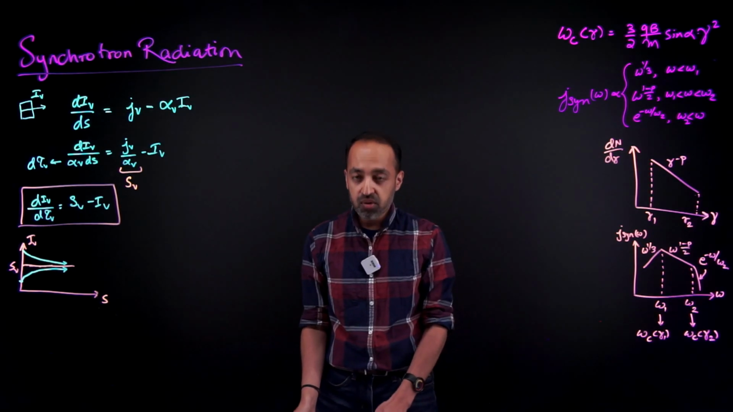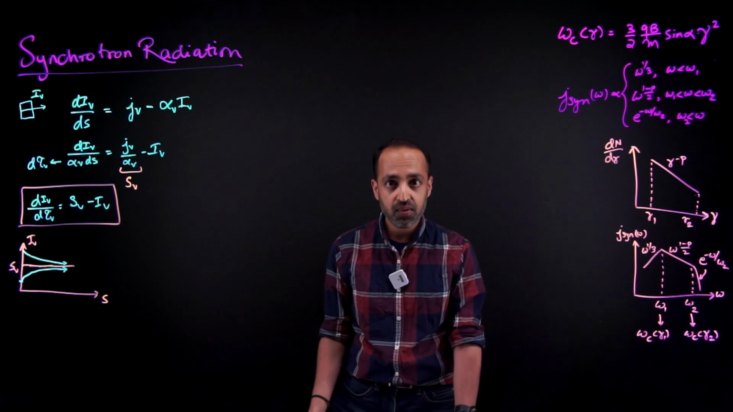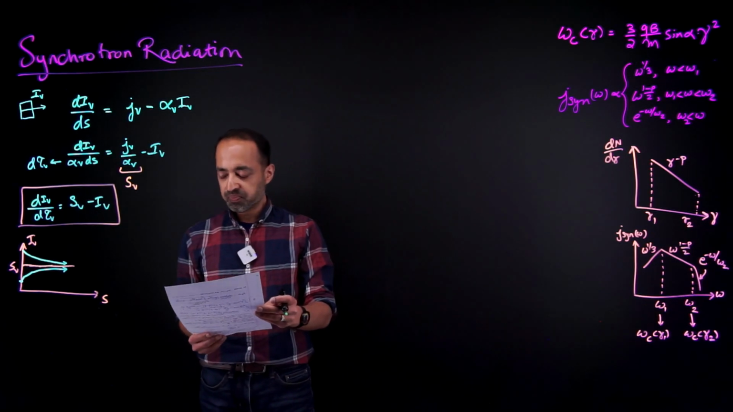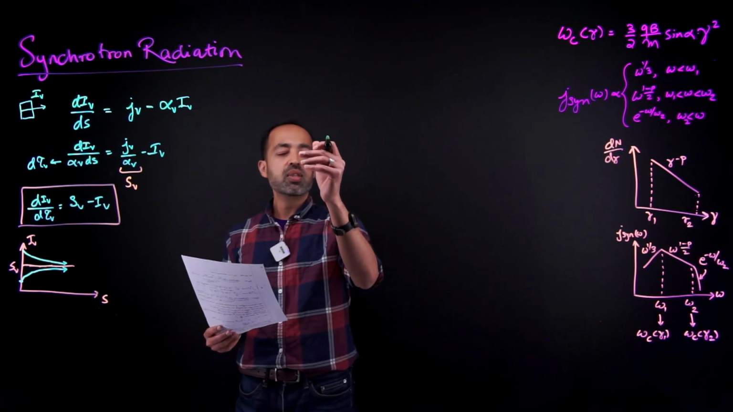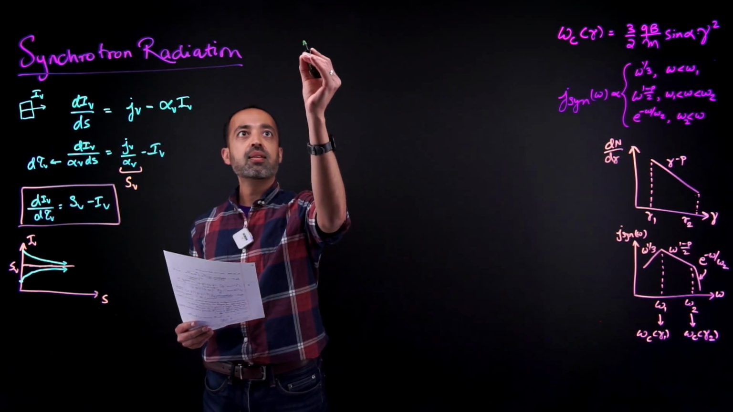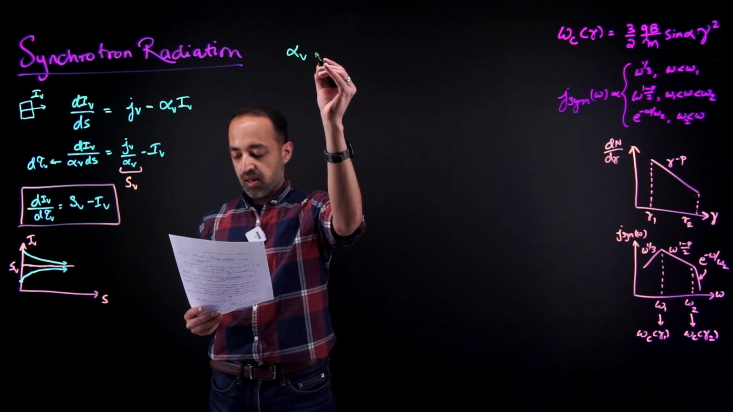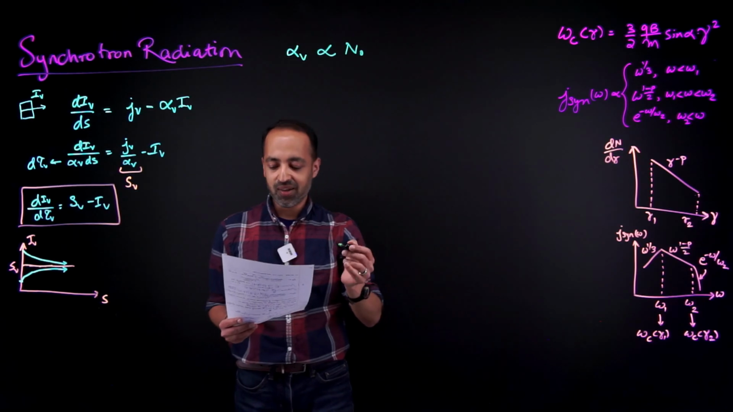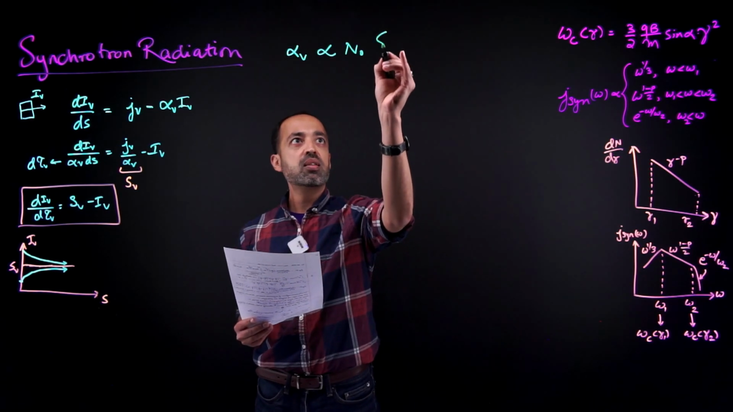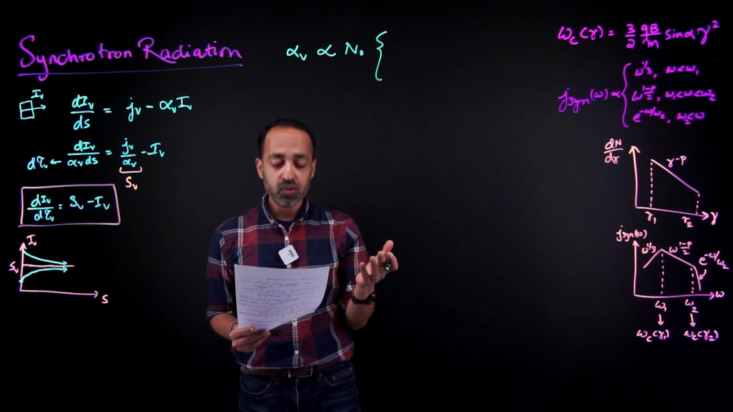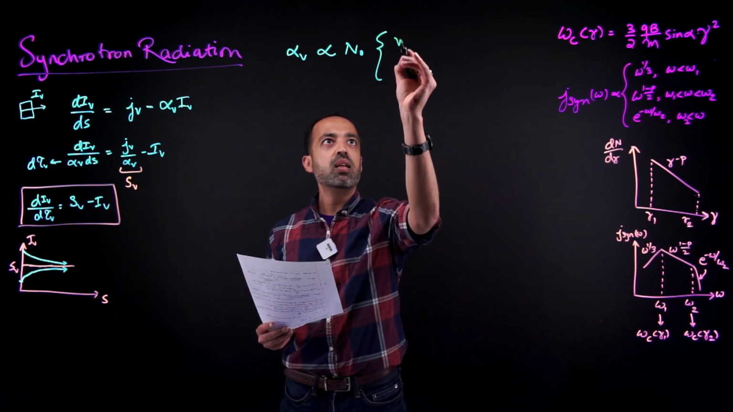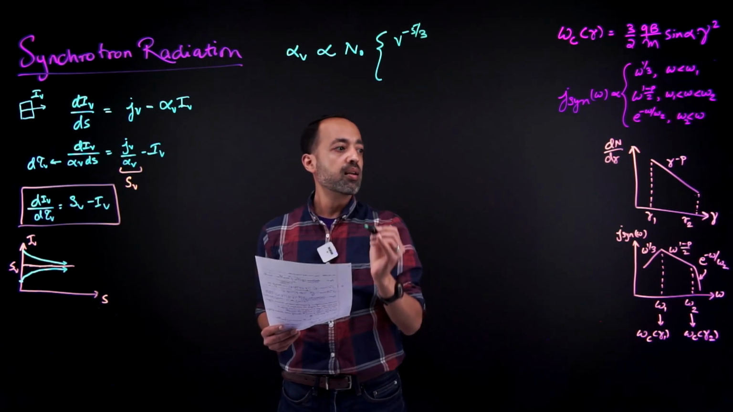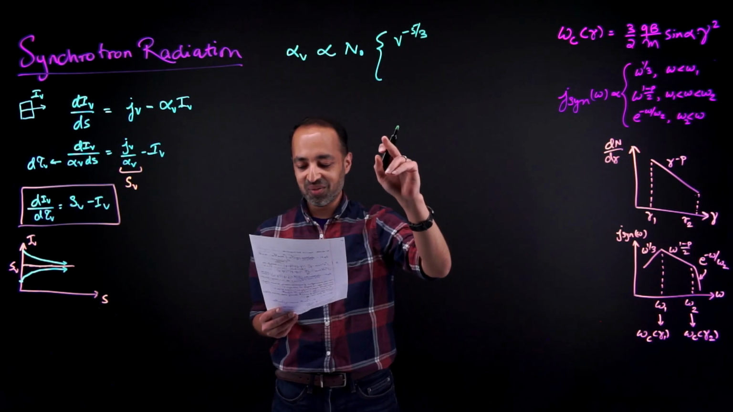Here I'm not going to derive this. There are derivations given in various books. I'm just going to write the expression for alpha. So the alpha nu for synchrotron radiation looks like this. It is proportional to the number of particles that are living in the region of space times something that depends upon the frequency. Now I'm just going to write it in terms of frequency, but it's the same concept regarding frequency versus omega.